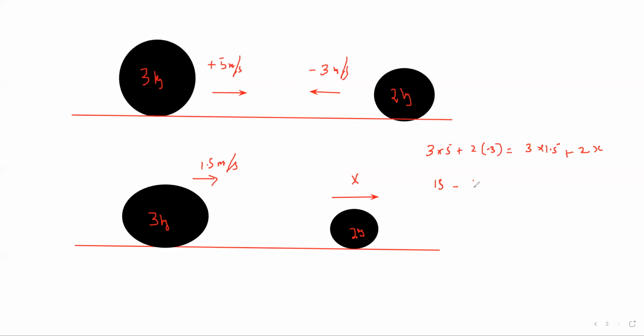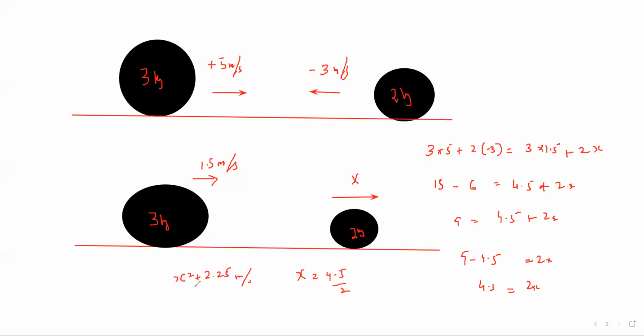2 multiplied by 3, that's equal to 6. 3 multiplied by 1.5, so that's equal to 4.5 plus 2x. When we solve, this will be equal to 9 is equal to 4.5 plus 2x. Moving 4.5 to the other side, 9 minus 4.5 is equal to 2x. So 4.5 is equal to 2x, and x will be equal to 4.5 divided by 2. So x is equal to 2.25 meters per second.